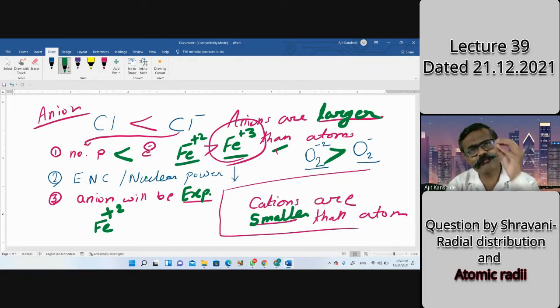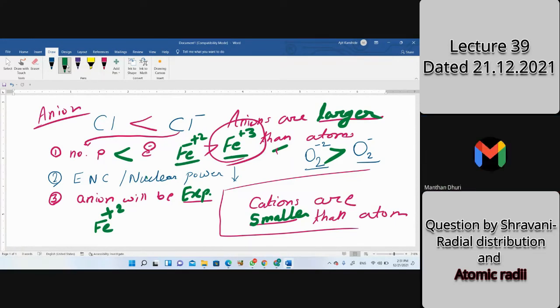What are you doing? Simple logic. Cations are smaller than the atoms, and an anion is larger than the atom. That simple logic you are applying to these ions or molecular ions. Is this point clear? Yes, sir.